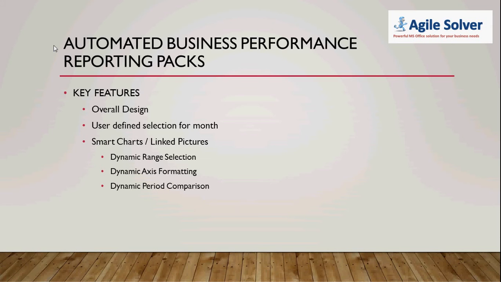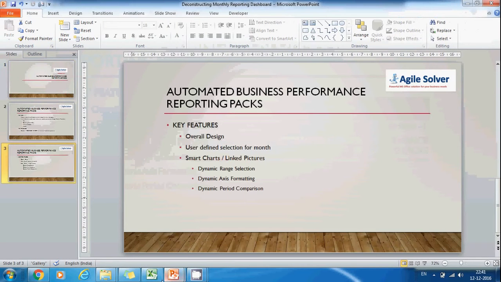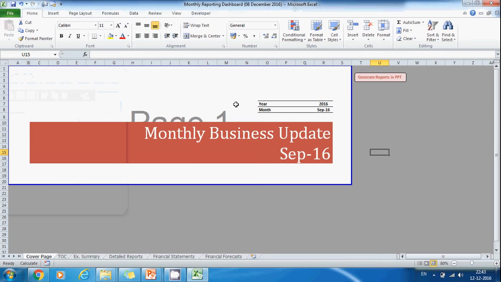Let's go to the dashboard and see how it looks like, which is in this Excel sheet format. Let's have a look at the cover page. So this cover page basically gives a monthly business update for the month of September. If you want to select something like August, it will be automatically changed to August, and you can select any month and this will automatically change.